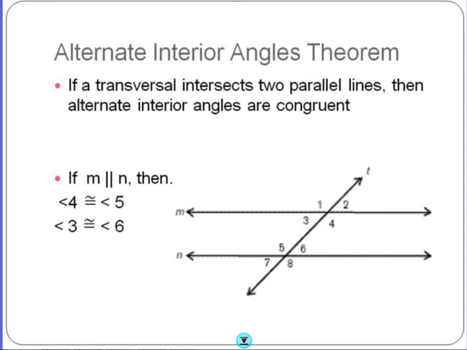So if angle 4, we'll say, is 110 degrees, then we know that angle 5 is also going to have to be 110 degrees. Another pair of alternate interior angles are 3 and 6. So we'll say angle 3 is 70 degrees because angle 3 and angle 4 are supplementary. Then if angle 3 is 70, we know that angle 6 is going to be congruent, so it's also 70 degrees.